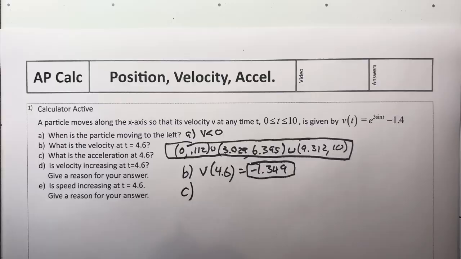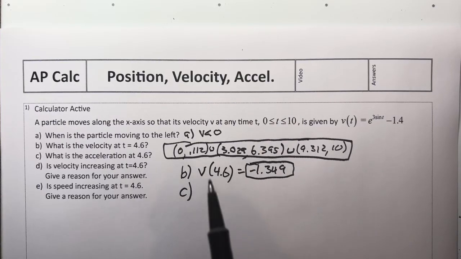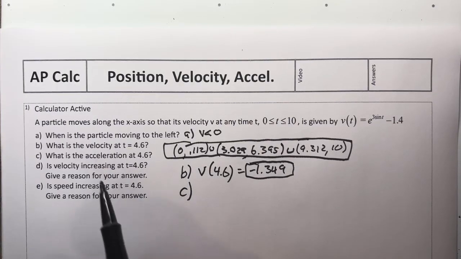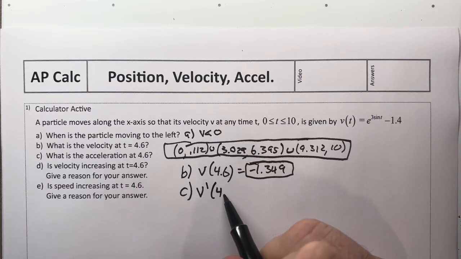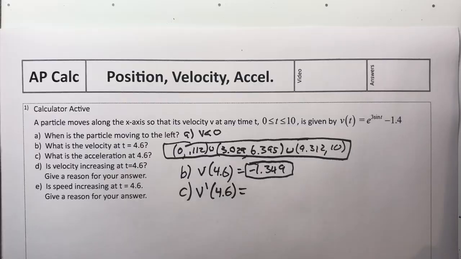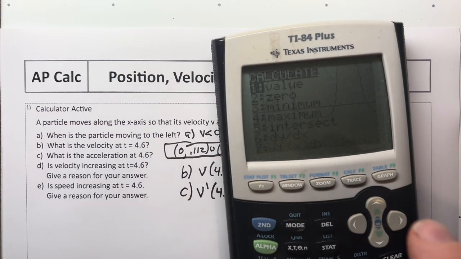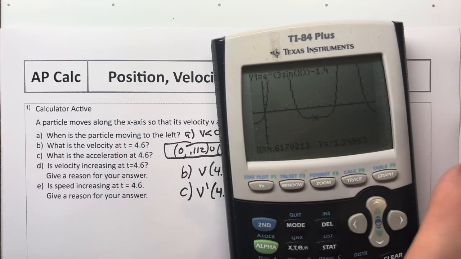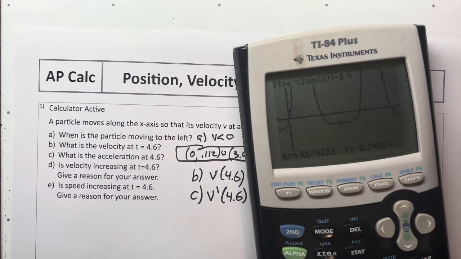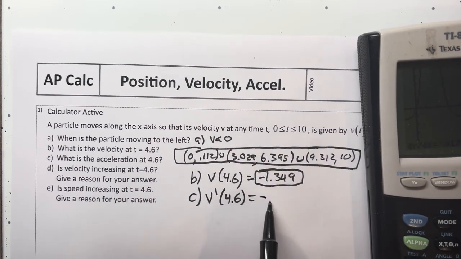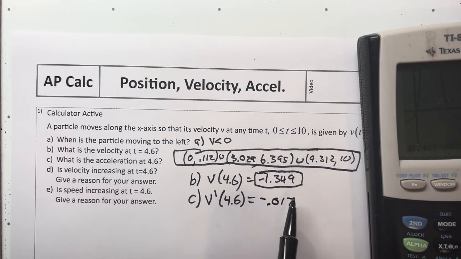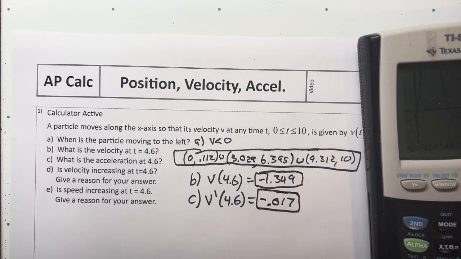C. Notice how I'm labeling everything and jotting down what it is about. What is the acceleration? Well, acceleration is the derivative of velocity at 4.6. So now I can do second calc 6 dy dx, and we have to type in the number. Notice it's close to 4.6, but we don't want that. We want to be exactly at 4.6. Enter, and we get negative 0.017. Once again, no units.